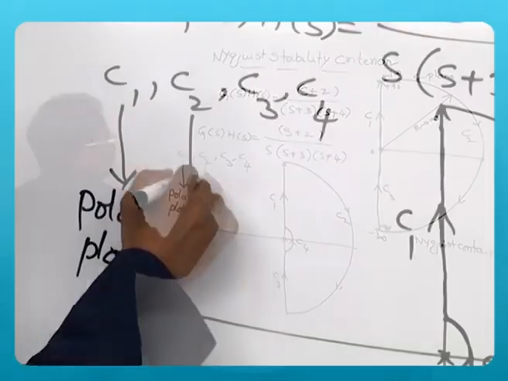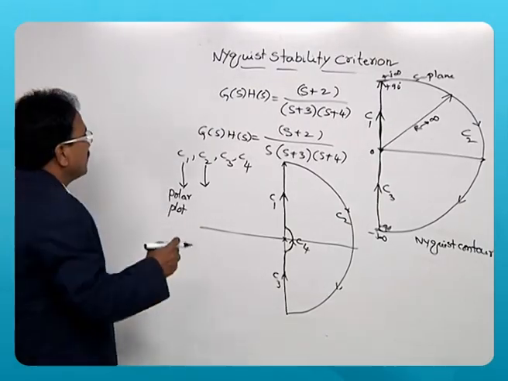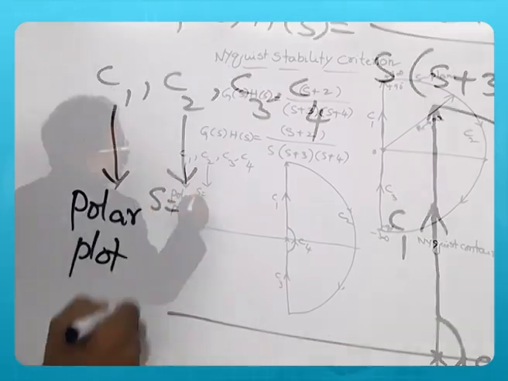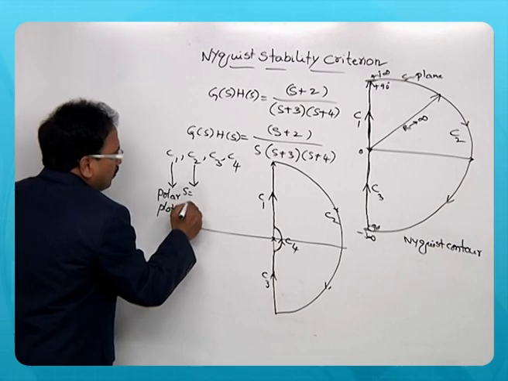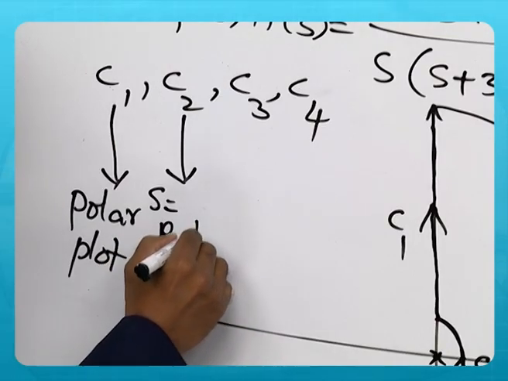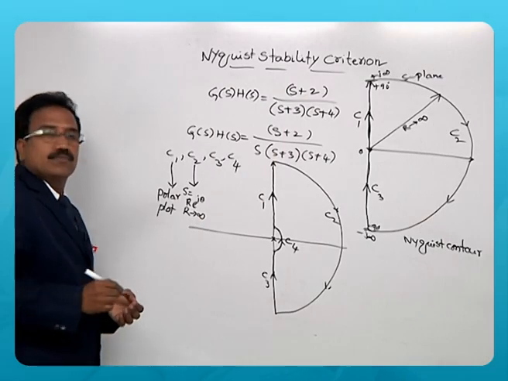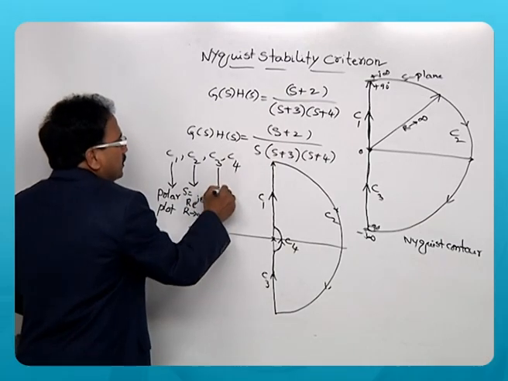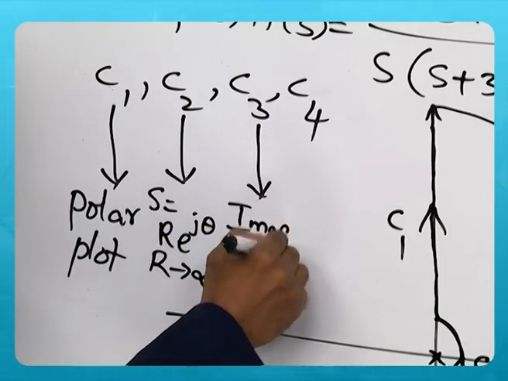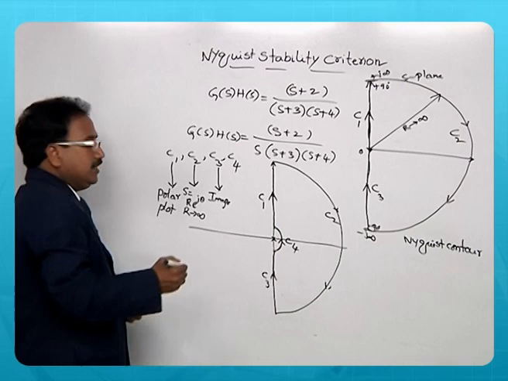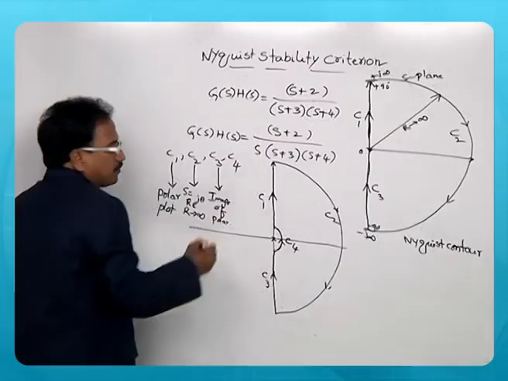Mapping of C2, as I said, you are considering an infinite radius, and the S value in the given loop transfer function should be replaced by R e power j theta, where the radius is tending to infinity. Next, the C3 section. Mapping of C3 section is the image of the polar plot.